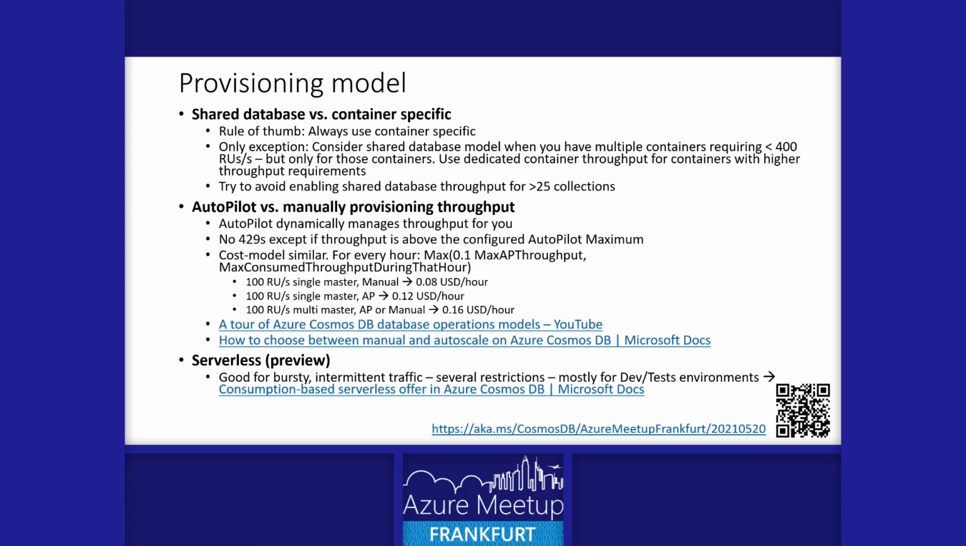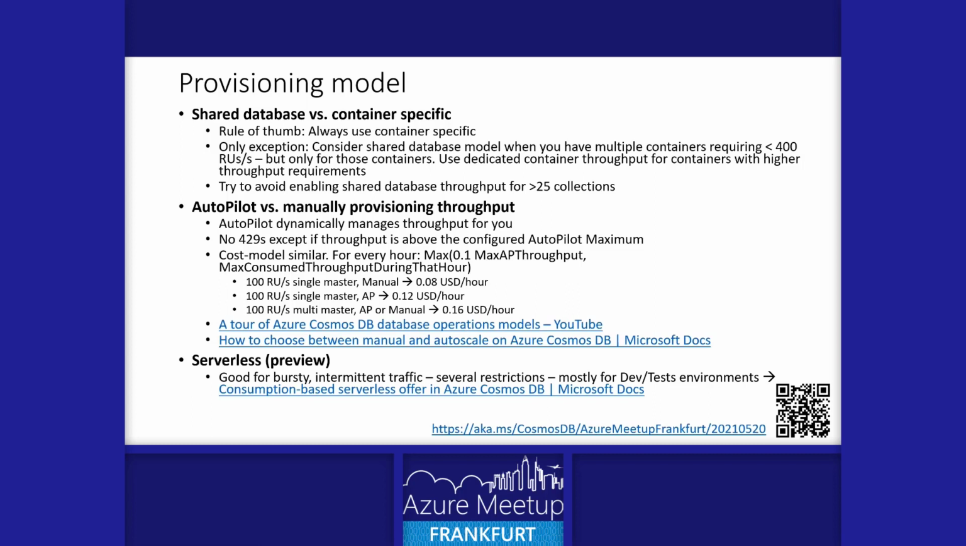My usual guidance when discussing this with customers is that shared database is often a good idea for non-production scenarios, like development or test scenarios, or for containers which basically contain metadata, which are often read only once or every couple of minutes. So where the throughput is significantly lower than 400 RUs. If you have more than those 400 RUs that you need for a container, it's usually better to have dedicated throughput provisioned.